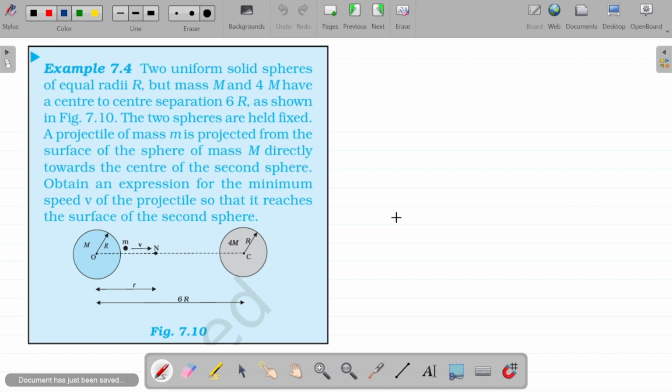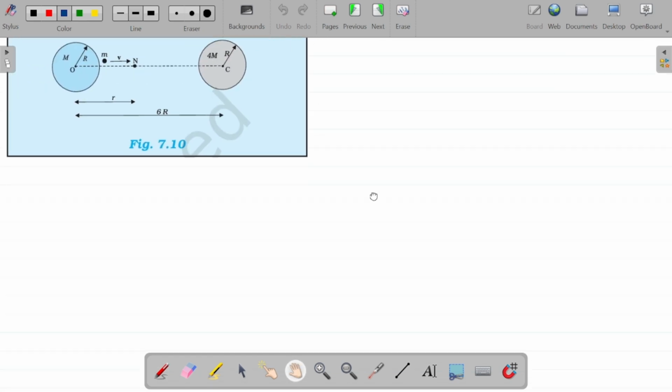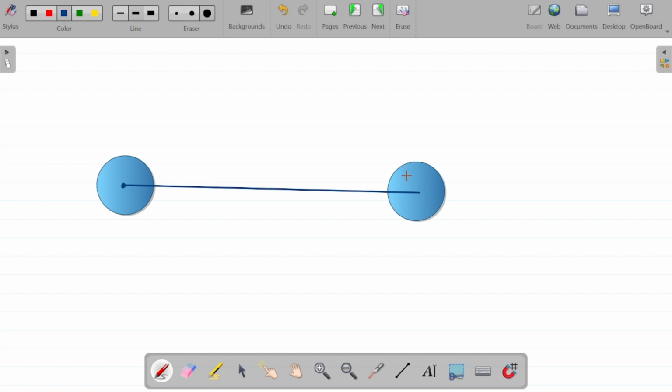Here we have example 7.4. Two uniform solid spheres of equal radii r, but mass M and 4M, have a center to center separation 6r, as shown in figure 7.10. So this is the figure. Let me redraw it a little bigger. Here we have two spheres, let's say this sphere has mass M, and this sphere has mass 4M, and the radius of this sphere is r, and the radius of the other sphere is also r.